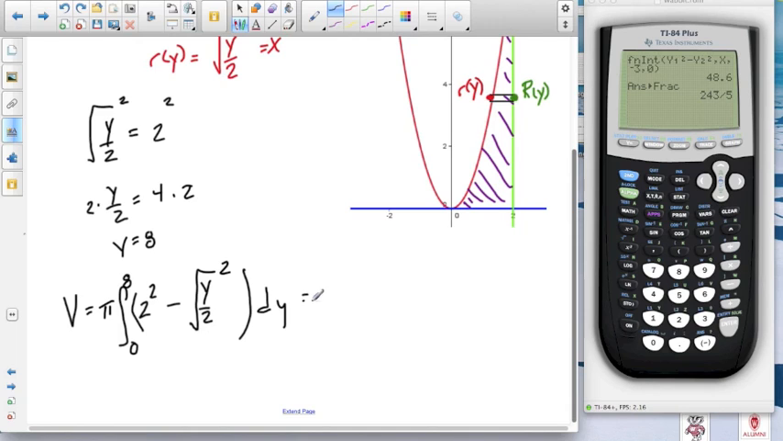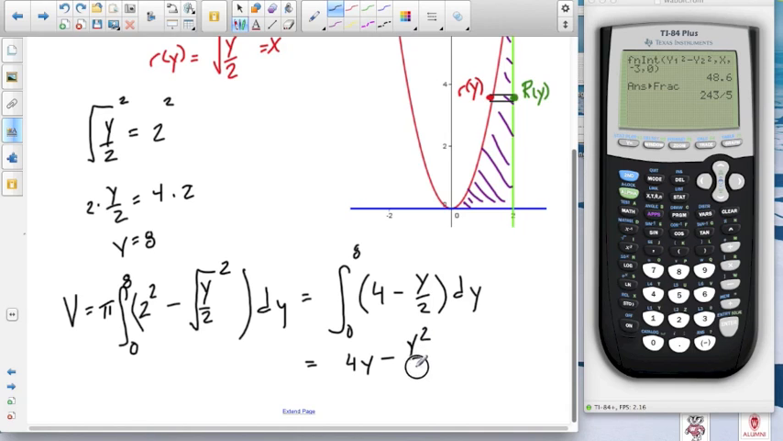And this actually is a pretty easy one to integrate by hand, so we'll go ahead and integrate this one by hand just to keep fresh with our integration techniques here. So 2 squared is 4. Squaring this radical leaves us with just what's underneath, y over 2. And to integrate this expression, we're going to have 4y minus y squared over 4, right? Because the integral of y is y squared over 2, and it's already over 2. That gives us our y squared over 4. And from 0 to 8, it's an 8, believe it or not. It's just a little messy.